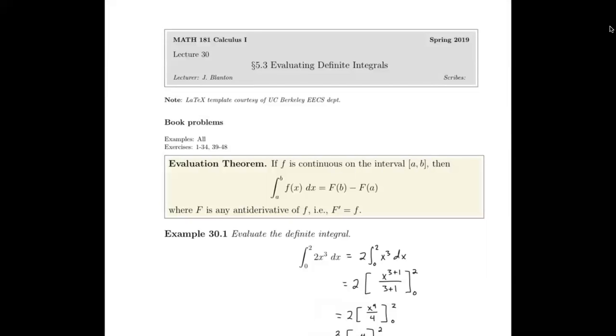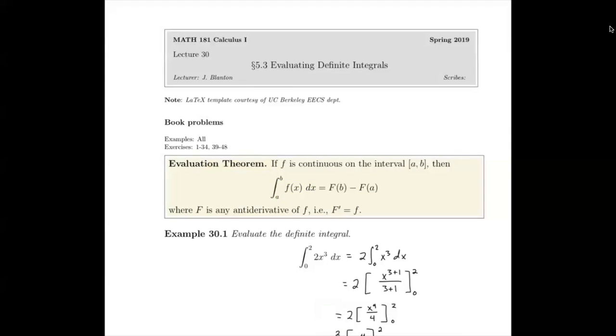Section 5.3 is evaluating definite integrals, and we'll actually see indefinite integrals within this section as well, and we'll get that definition when we get to it. So this is one of the two parts of the fundamental theorem of calculus, this evaluation theorem here. It's probably one of the most important things in the course. It's a connection between definite integrals from a to b.